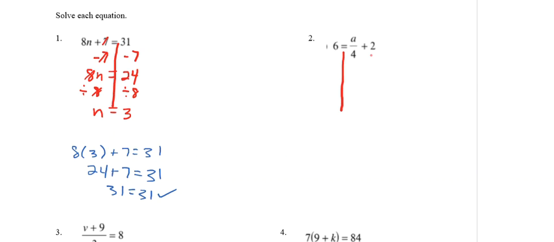And now, what operation is furthest from the variable? Is it division of 4 or is it addition of 2? In this case, it's the addition of 2, so you're going to be subtracting 2 to both sides. So you're going to have 4 is equal to a divided by 4. And now because this is a division of 4, you're going to be multiplying 4 to both sides.